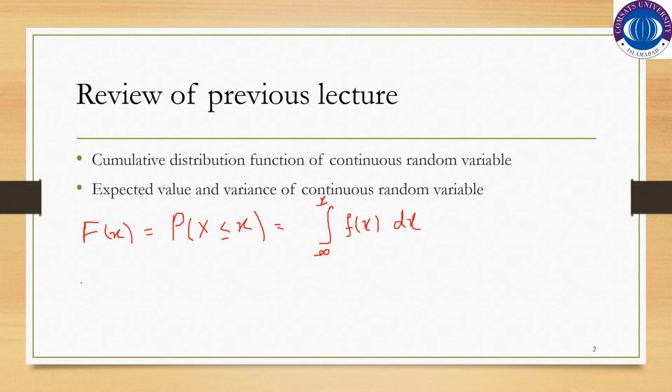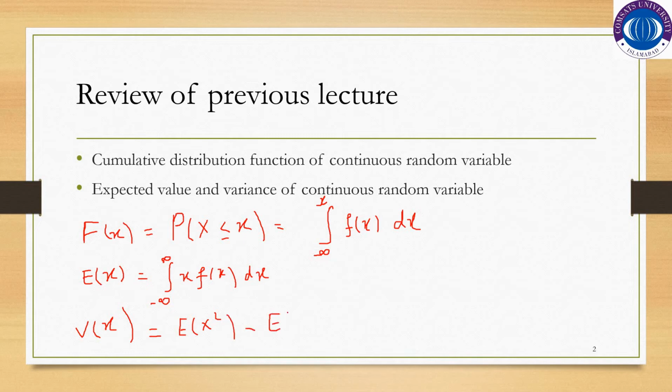and the expected value of continuous random variable is equal to x into f of x dx, and we integrate it on the complete limits of the distribution, and the variance of x when x is continuous, it is equal to expected value of x square minus expected value of x whole square.